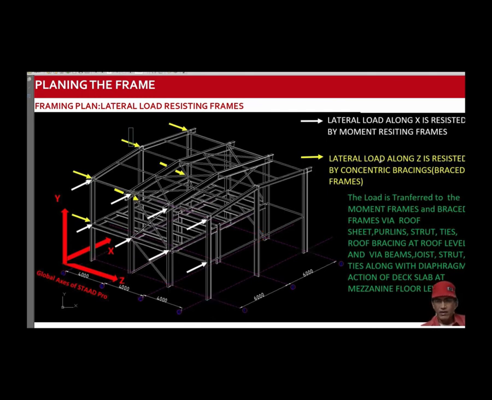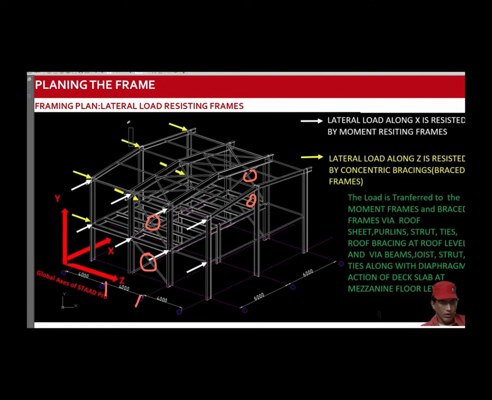In z direction, the lateral load will be resisted by concentric bracing. These are the concentric bracings along grid A, along grid 1 and along grid 3. The bracings are provided between grid B and C.